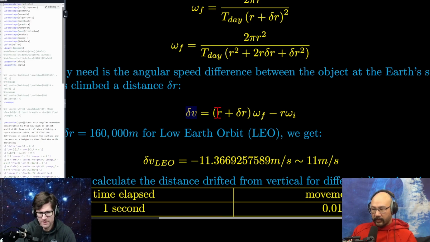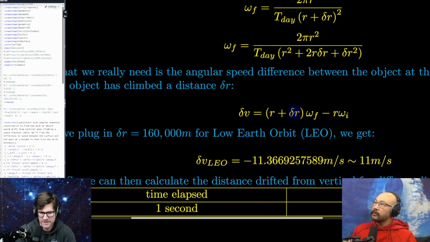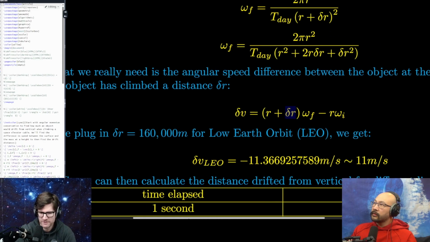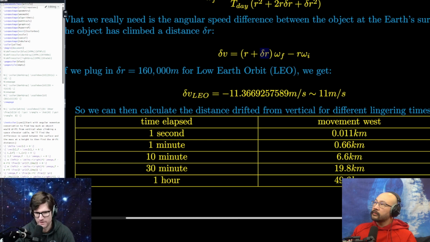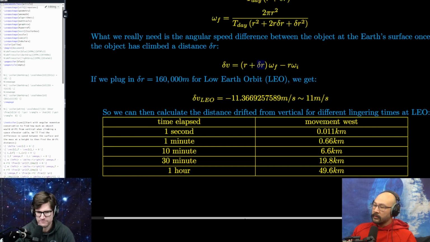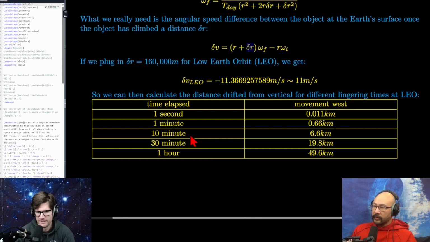So if we plug in delta R equals 160,000 meters, which is low Earth orbit, then we get a delta V between the surface of the Earth and low Earth orbit of 11 meters per second. I think I just plugged that in. Okay, so now you're ready.